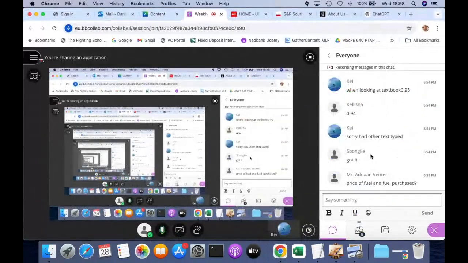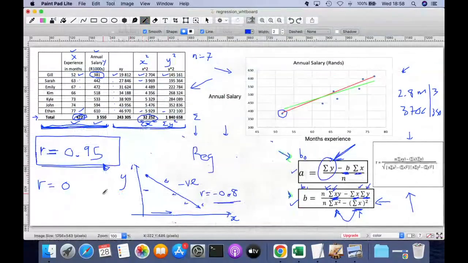Price of fuel and fuel put. Yes. Very good, Adrian. If the price of fuel increases, then the demand for it would decrease, because it's becoming too expensive. Very good example. I'm sure all of you can think of a lot of examples where that is the case, and then you will have a negative correlation.